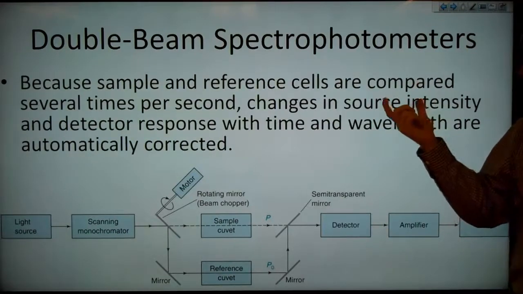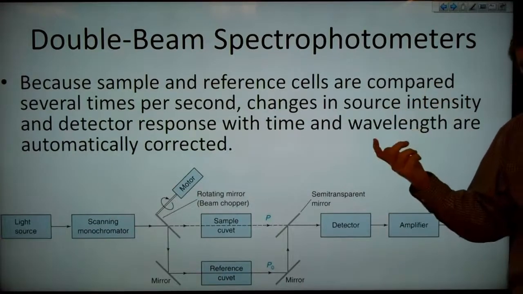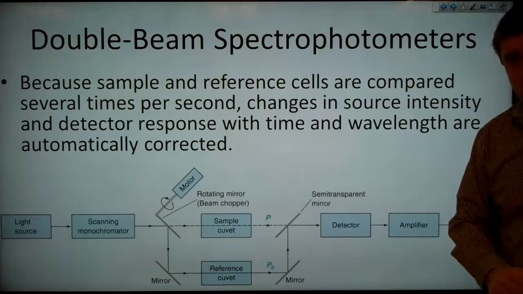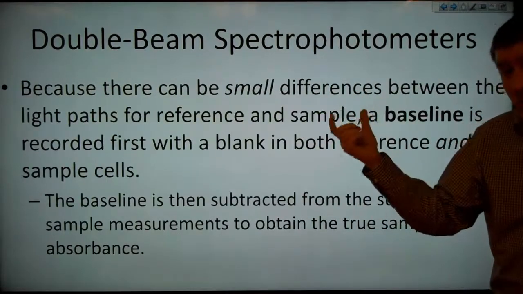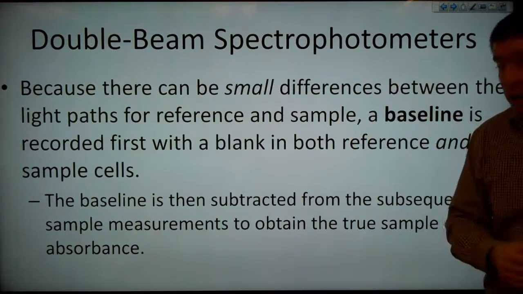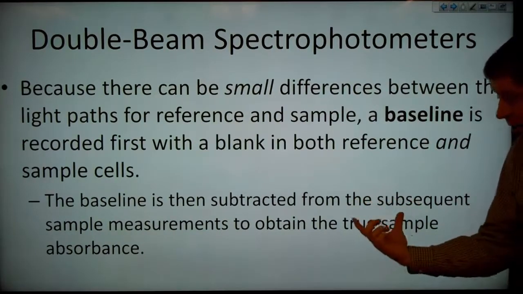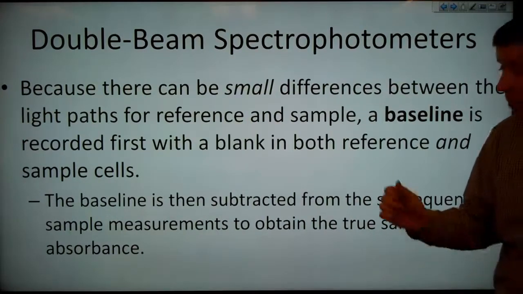Because the sample and reference cells are compared several times every second, then any changes in source intensity or detector response with time and wavelength are automatically corrected for, because we're always measuring our reference cell, and we're always measuring our sample cell. But because there can be small differences between the light paths for the reference and sample cells, then a baseline is recorded first with a blank in both the reference and the sample cells. And then our baseline is subtracted from our subsequent sample measurements in order to obtain our true sample absorbance.